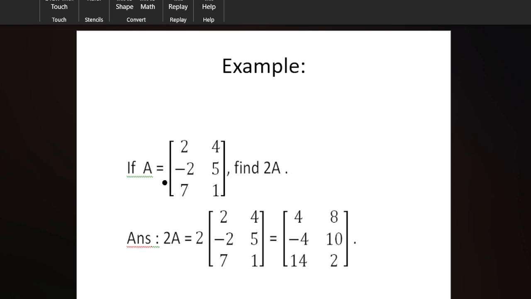Now, for example, we are taking A as 2, 4, minus 2, 5, 7, 1. Then you are multiplying 2 with A. So 2A means 2 into 2, 4; 2 into 4, 8; 2 into minus 2, minus 4; 2 into 5, 10; 2 into 7, 14; 2 into 1, 2.